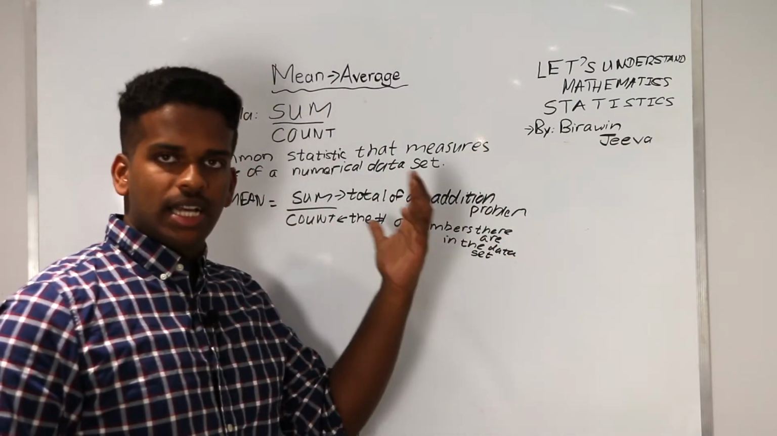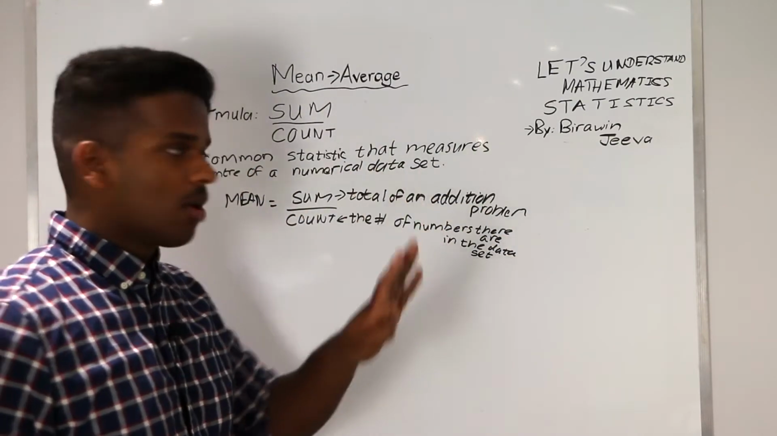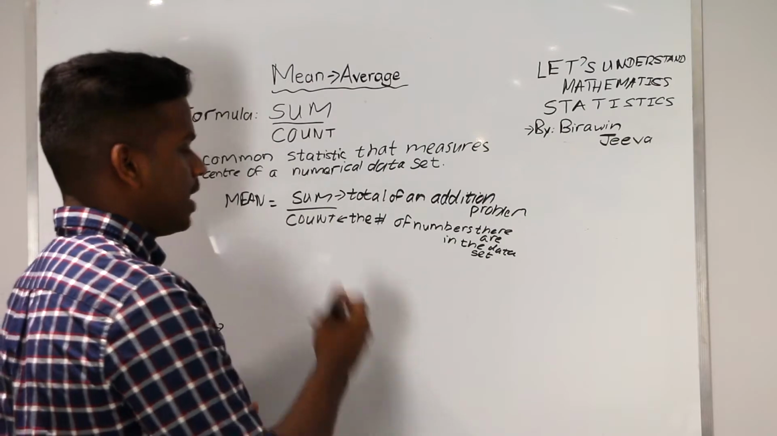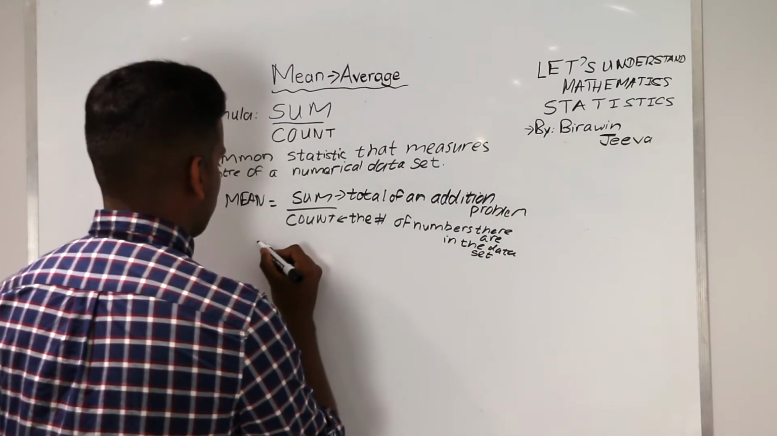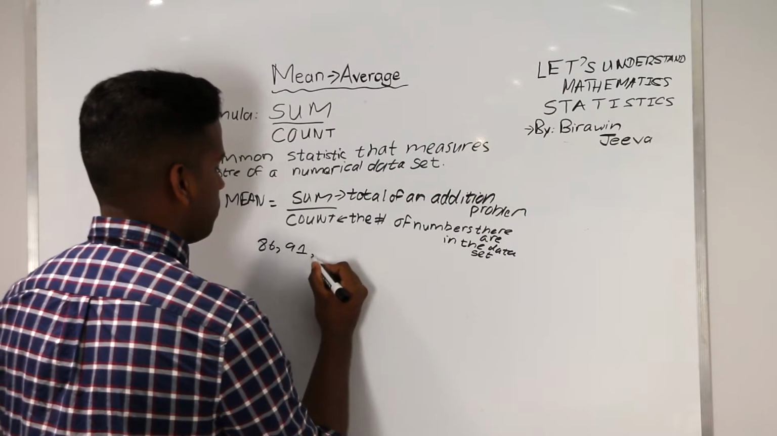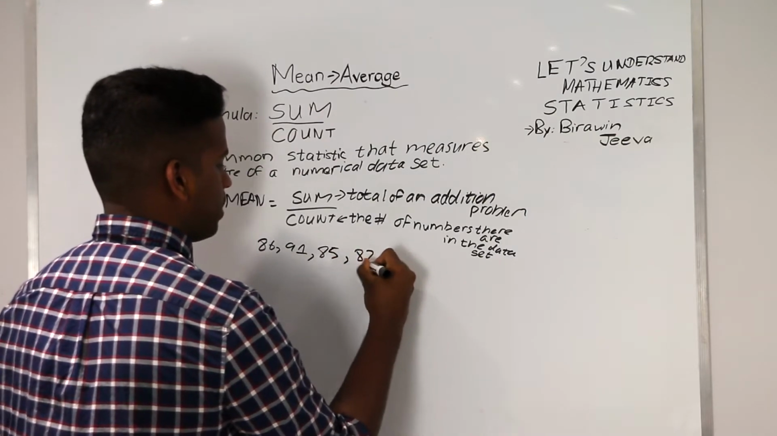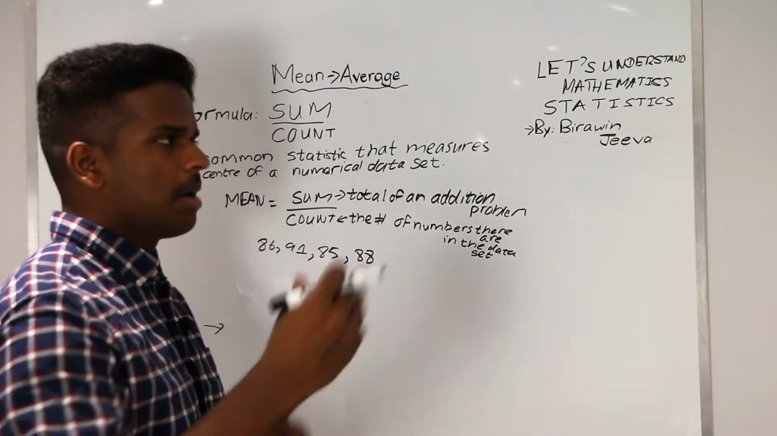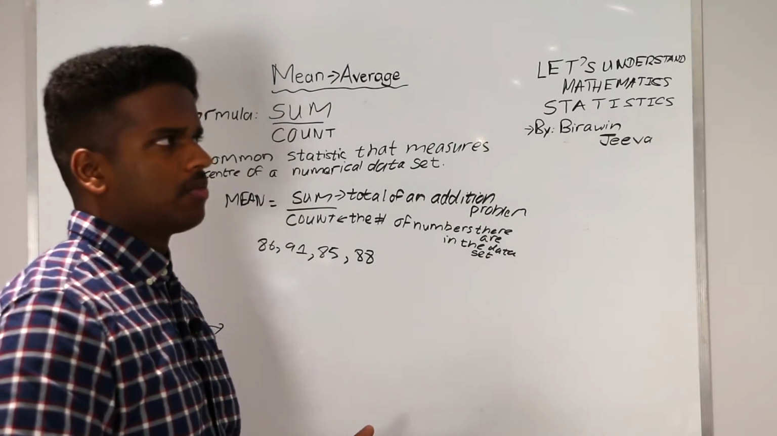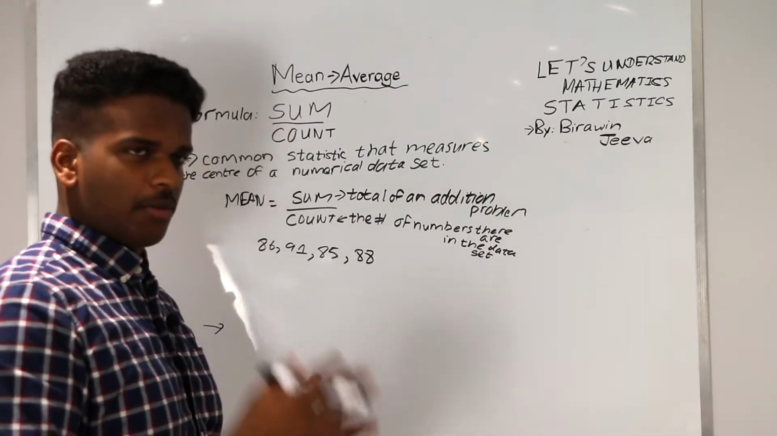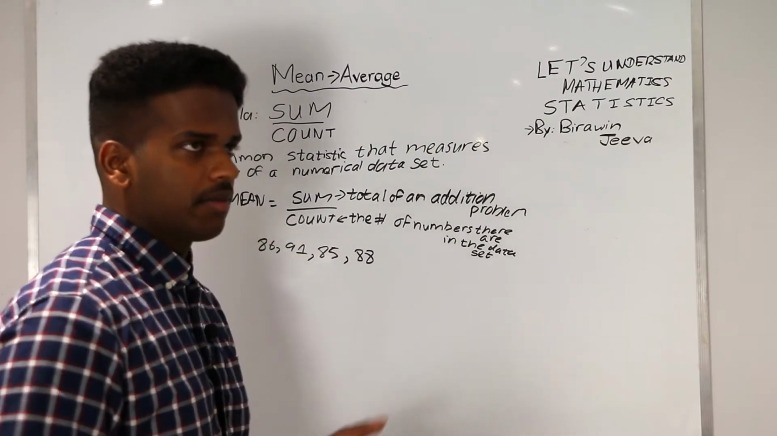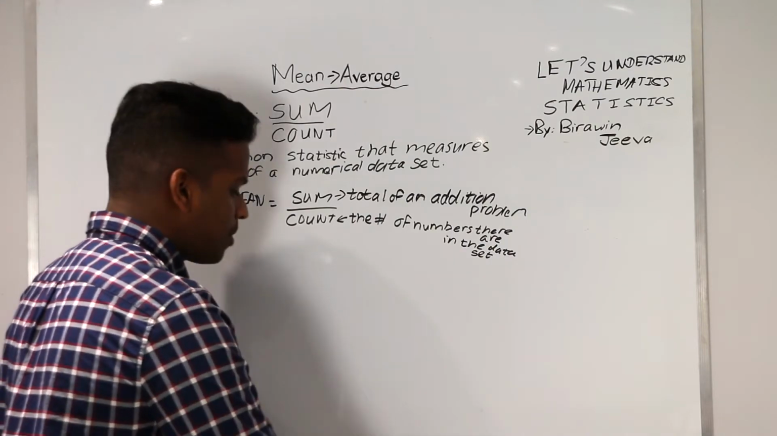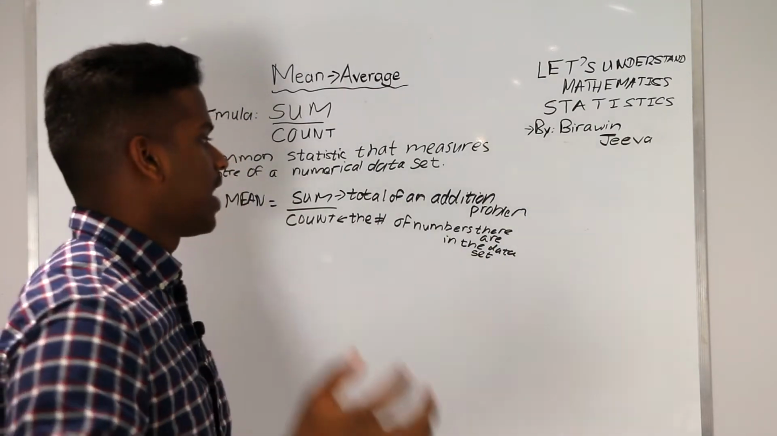In that grade 12 example that I showed earlier, how many numbers were there? There were 4. So count is the number of numbers there are in the data set. Sometimes it won't always be 4. There might be 10, 15, 20, but if there's more than 20, you would probably have to use a calculator or Excel, some kind of statistical software. But count is basically the number of numbers we're looking at in that data set.